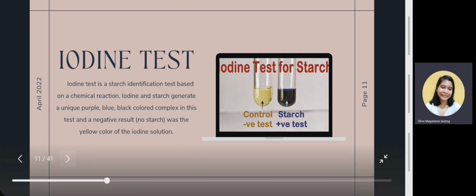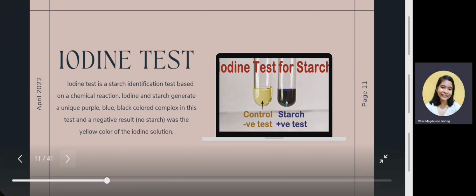Next is the iodine test. The iodine test is a starch identification test based on a chemical reaction. Iodine and starch generate a unique purple, blue, black colored complex. In this test, a negative result, which means there is no starch present, is the yellow color of the iodine solution.